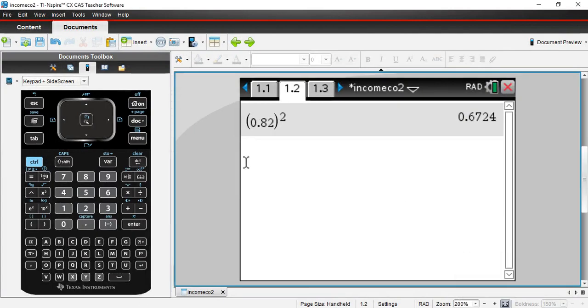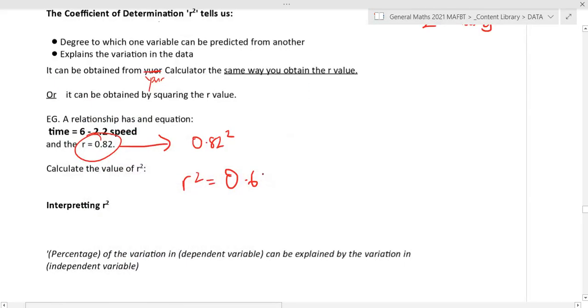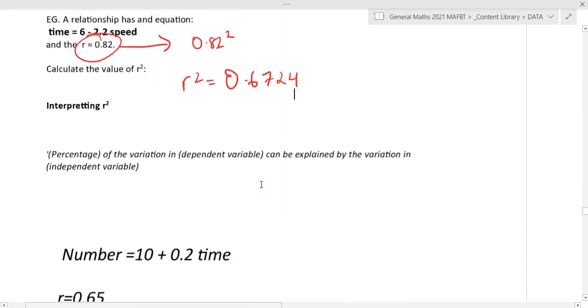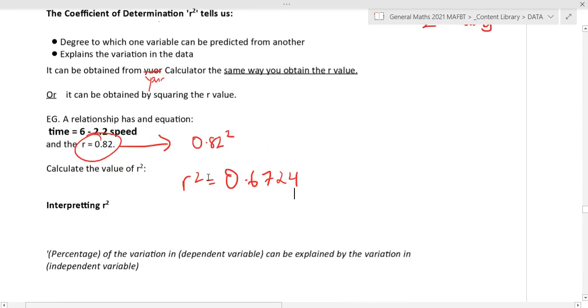So 0.6724. Okay, so that is the R squared value. Now, it won't really show it to you here, but you can't actually interpret the R squared value just by leaving it like that. The next thing you need to do is turn it to a percentage. Okay, so how do you turn this R squared value to a percentage? Well, you multiply it by 100.